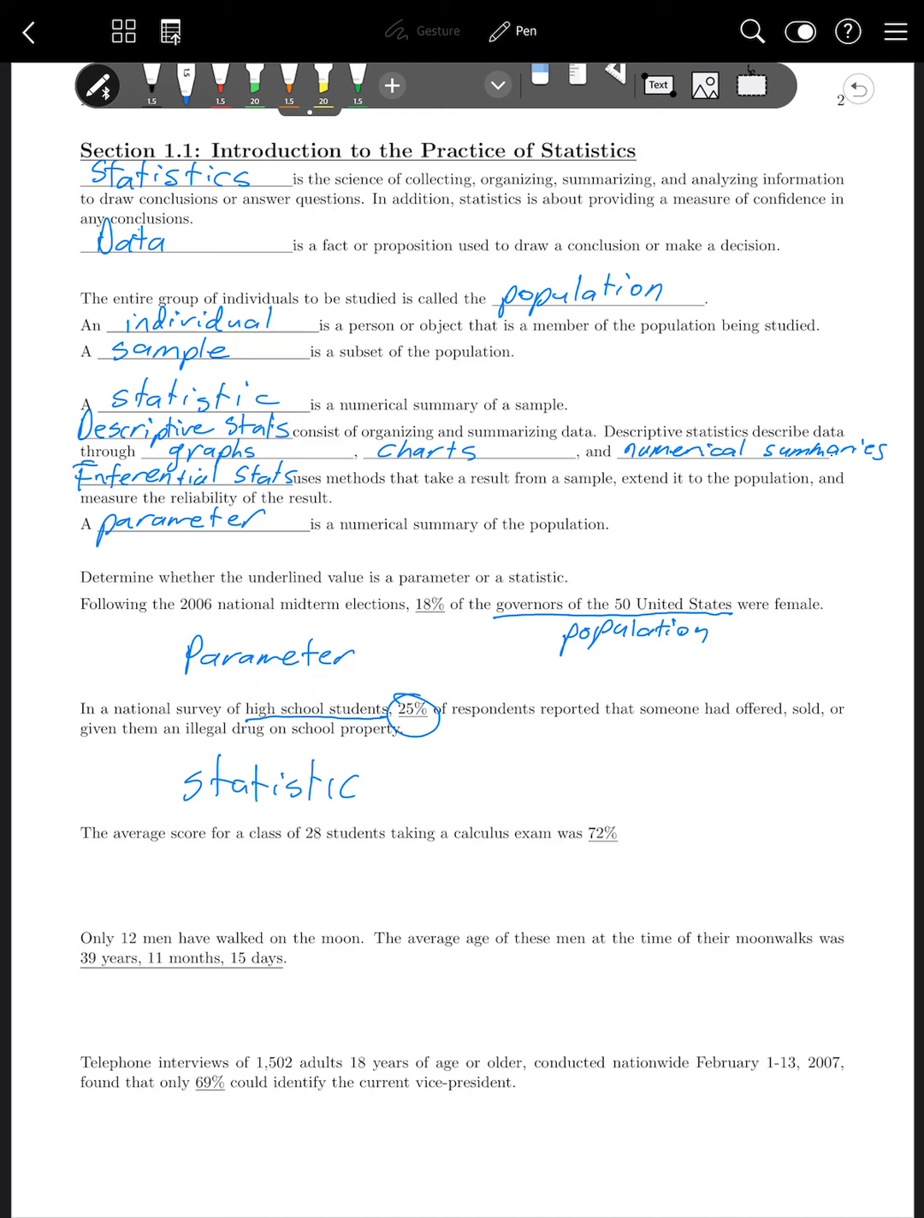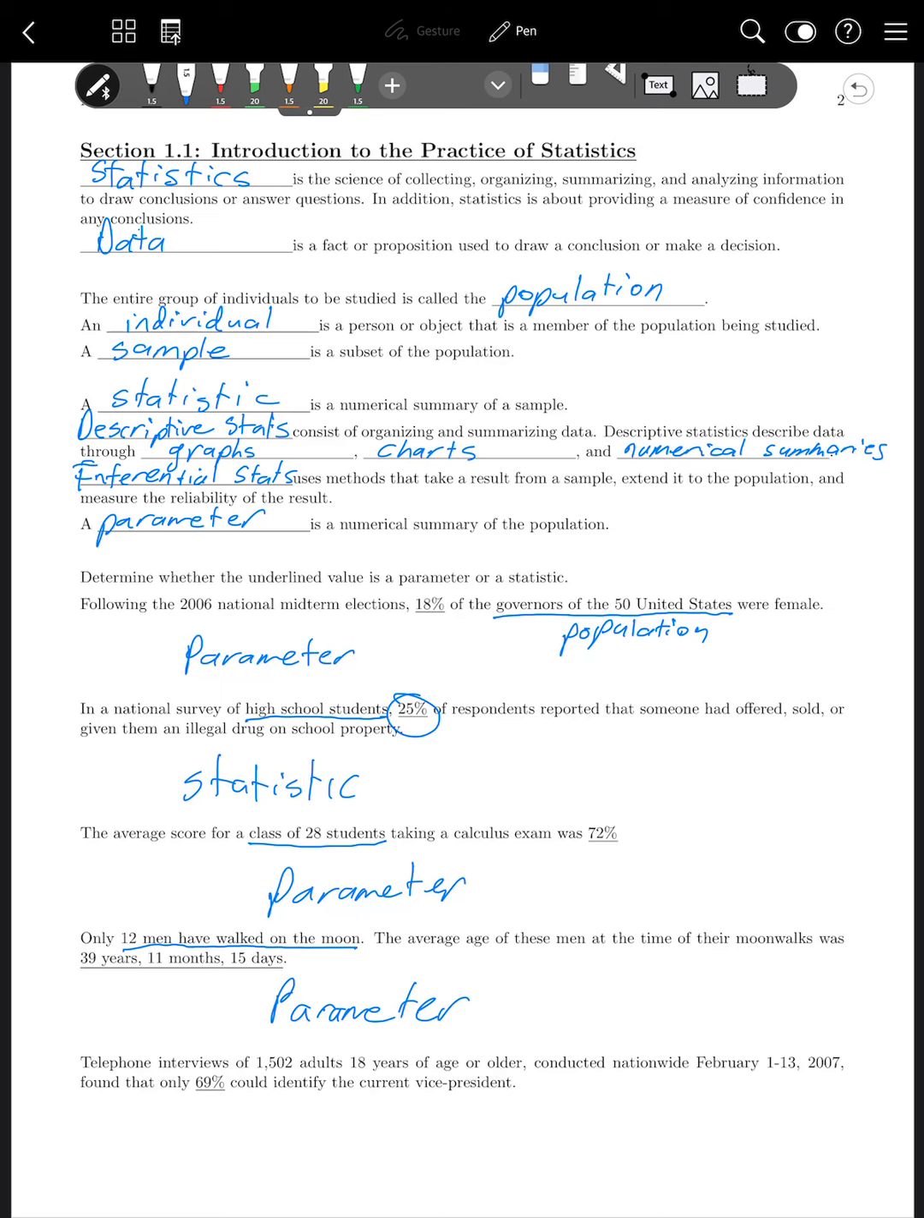So the average score for a class of 28 students taking a calculus exam was 72%. So in this case, the class of 28 students is the population. This 72% refers to all of them. Therefore, this is a parameter, since it uses all of their scores to calculate that 72%. Only 12 men have walked on the moon. The average age of these men at the time of their moonwalks was 39 years, 11 months, and 58 days. In this case, the population is the 12 men to have walked on the moon. So this age refers to all 12 of them. It's the average of all of them, so this is a parameter.